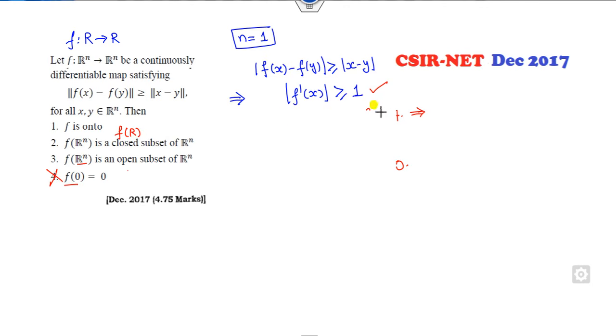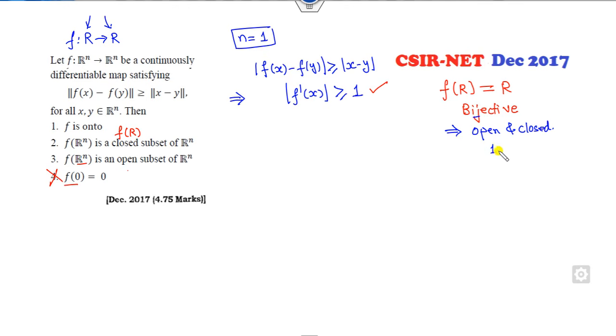Okay. Now how can you prove that it's open and closed? If I prove f of R is R, that means I prove the function is bijective. Fine. How can you prove bijective? The cardinality of the domain and the cardinality of the codomain are the same. If I prove it's bijective, what does it mean? It means it is open and closed both. Or if I prove it is one-one and onto, that is itself the meaning of this.